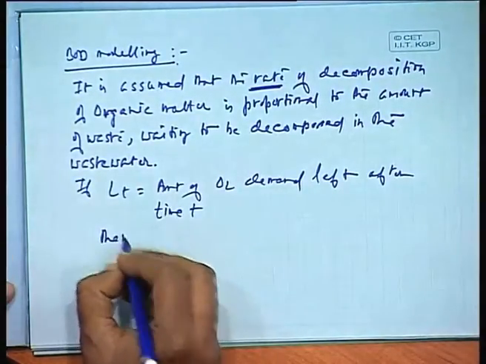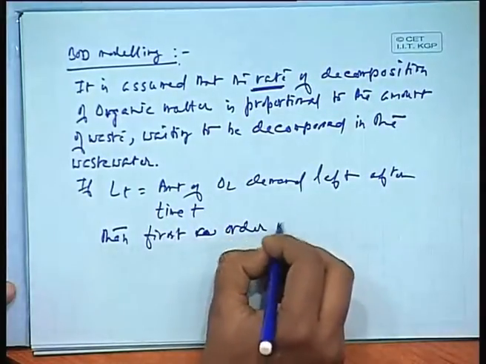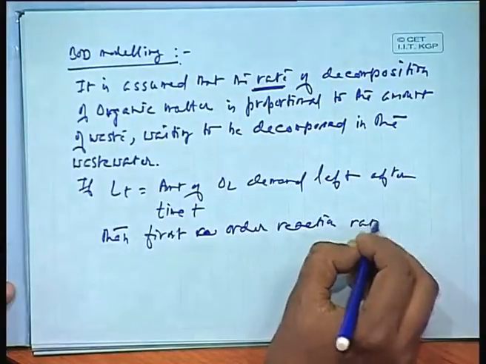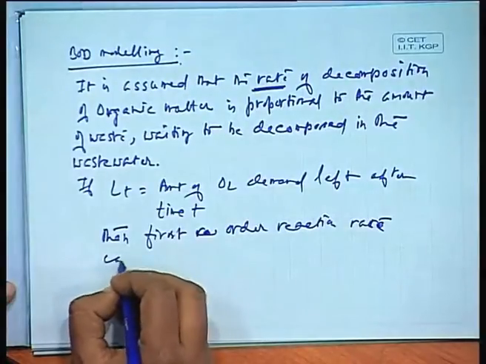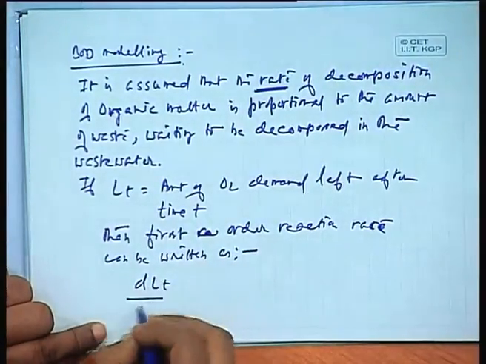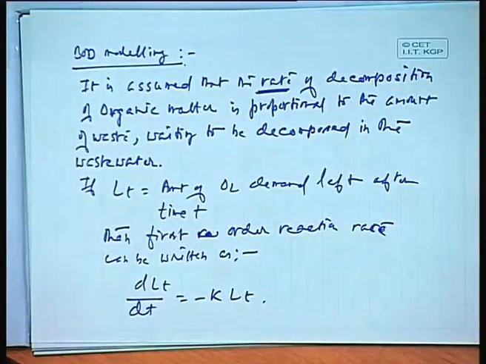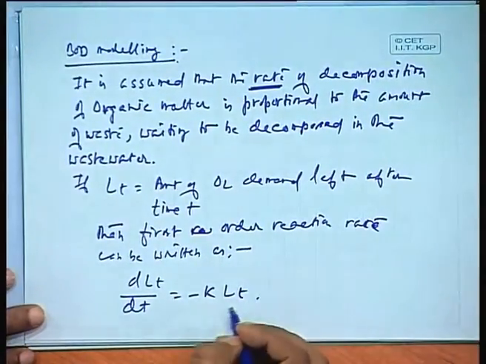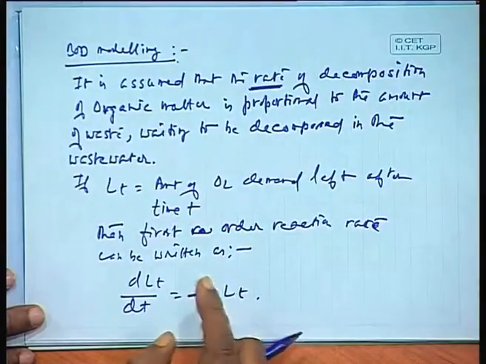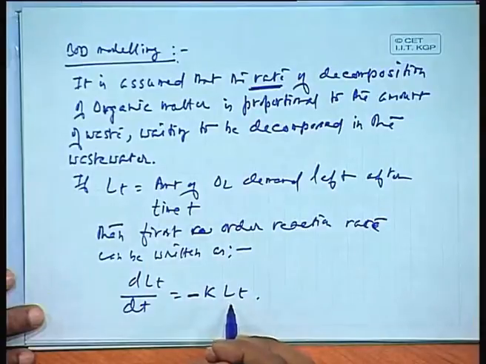then the first order reaction rate can be written as dLT divided by dt equals minus k into LT. The minus signifies that it is a decreasing function. It should always be continuously decreasing. The rate would continuously decrease. This is what it signifies: dLT/dt equals minus k into LT.